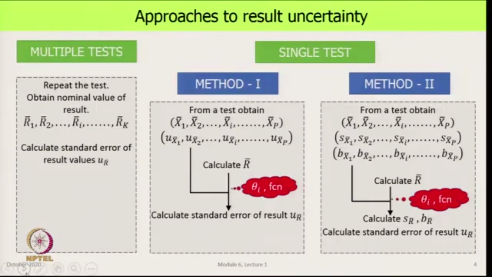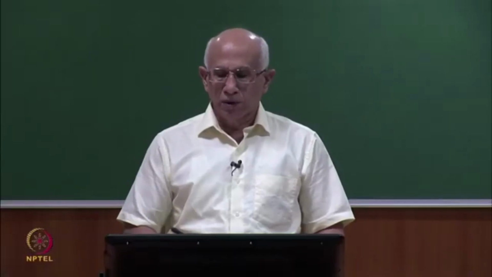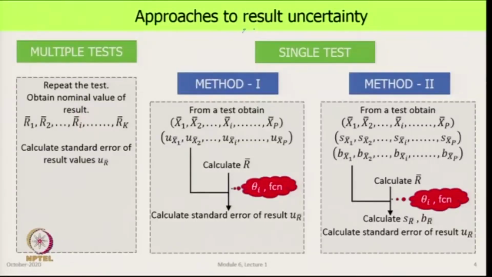So, now we are ready to look at the approaches by which we can get the result uncertainty. We just got the mean value of the result. Now, the question is, how do I calculate the uncertainty of the result? And for that, we have two broad types of tests. Either we could go this way, which is the multiple test method, or this way, which is a single test method.